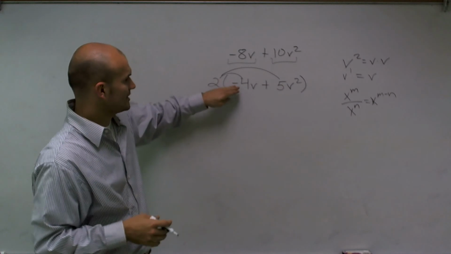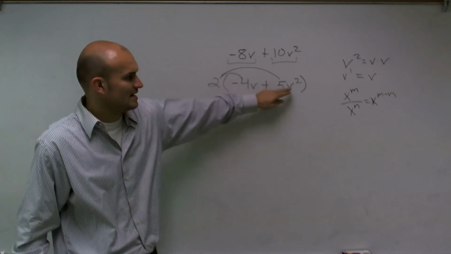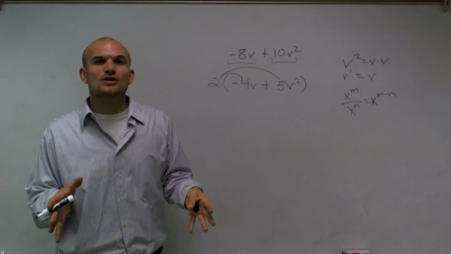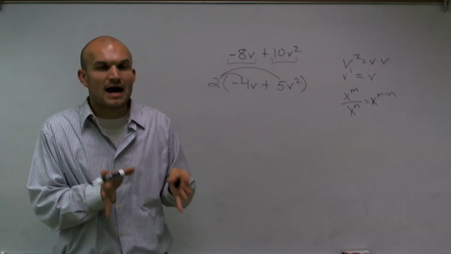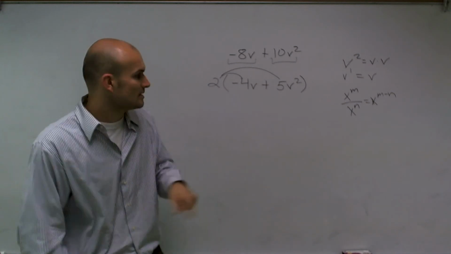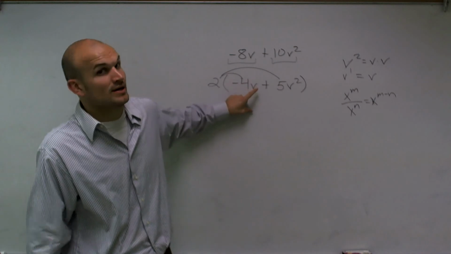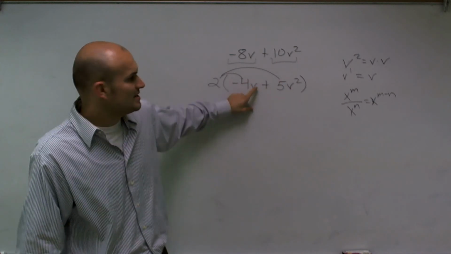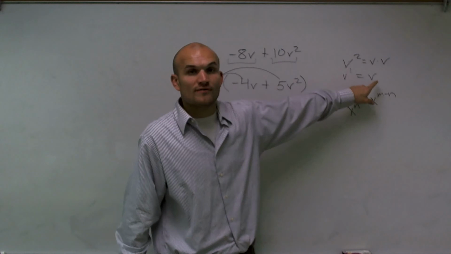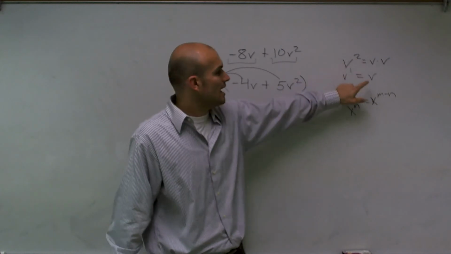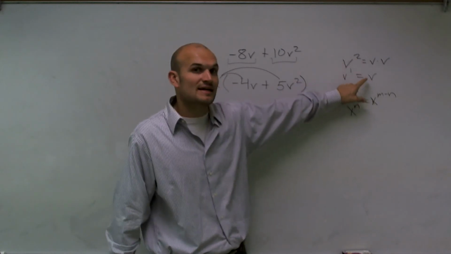So right now I look at this and I say, all right, they both share a v, and here comes a v squared. But what's the largest power of exponent that they share? Well, they don't share a v squared. Even though that is the largest exponent, this is only a v to the first power, meaning 1v. They don't share a v squared. However, I can factor out a v out of each term.